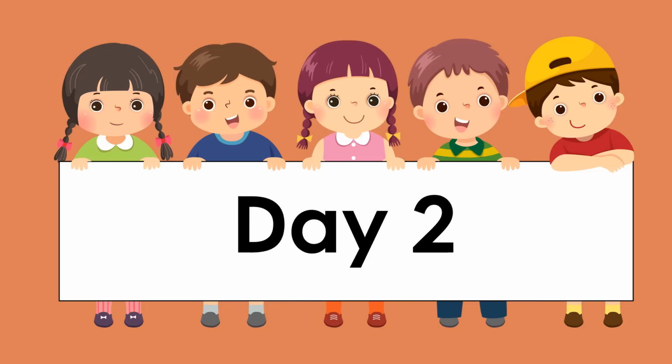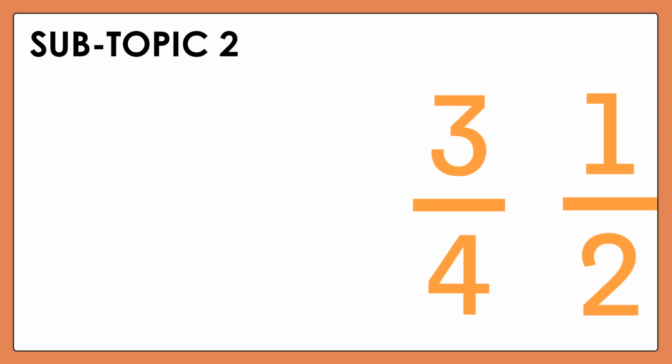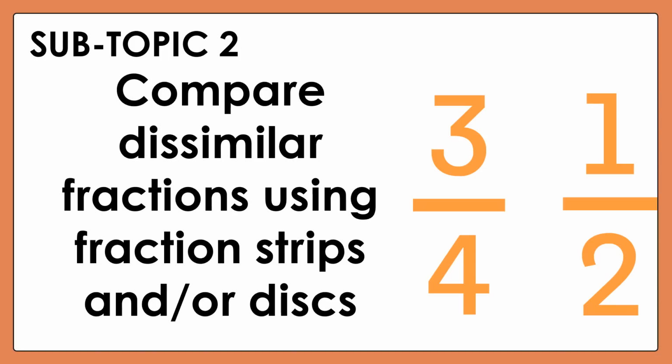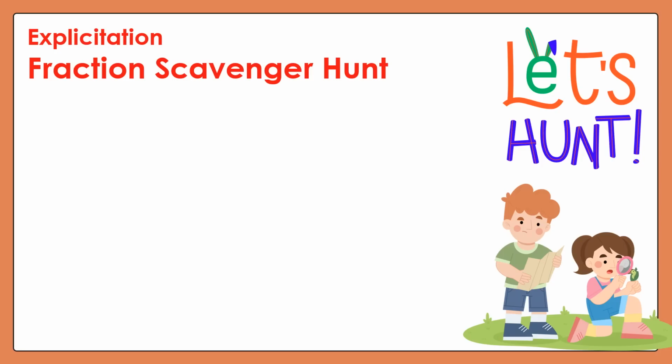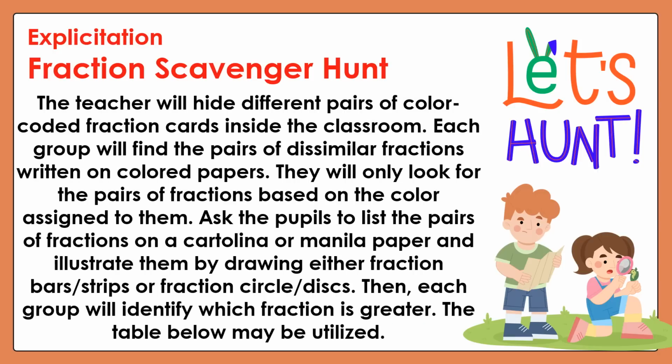Day 2. Subtopic number 2: Compare dissimilar fractions using fraction strips and or discs. Fraction scavenger hunt. The teacher will hide different pairs of color-coded fraction cards inside the classroom. Each group will find the pairs of dissimilar fractions written on color-coded papers. They will only look for the pairs of fractions based on the color assigned to them.